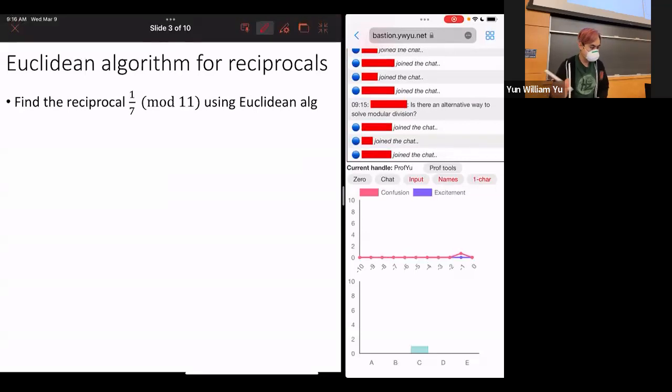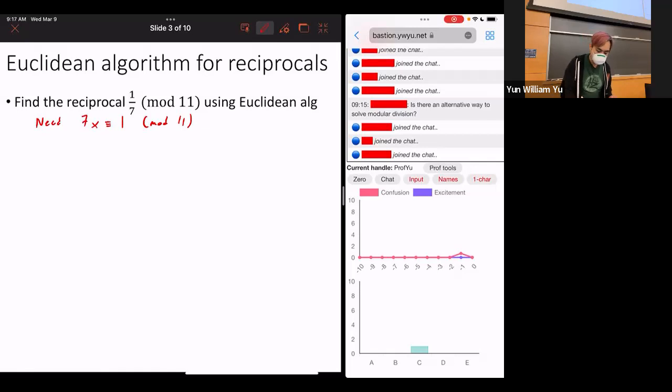So what do we need? If we're trying to find the reciprocal 1 divided by 7 mod 11, what we're really saying is we need 7 times x, for some number x, to be congruent to 1 mod 11. That's all we really mean. So it's the opposite of multiplication.